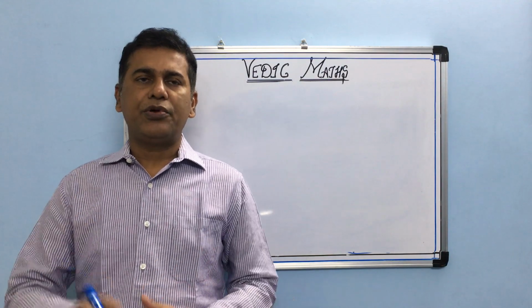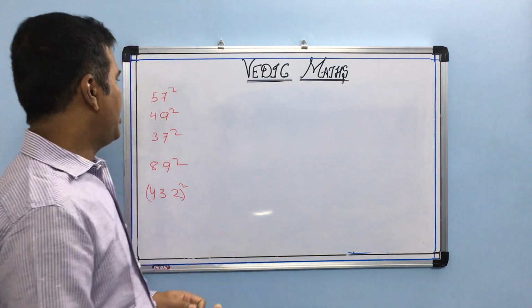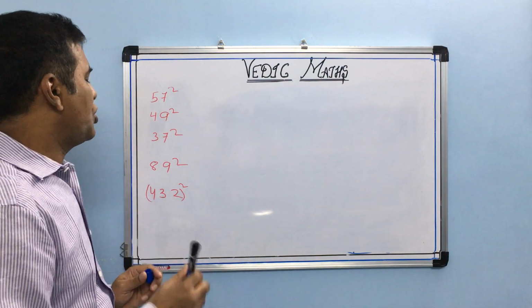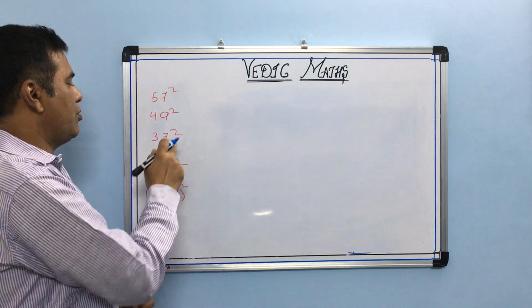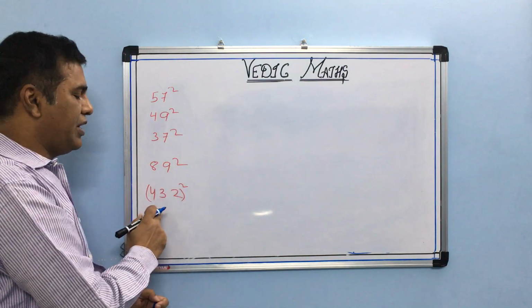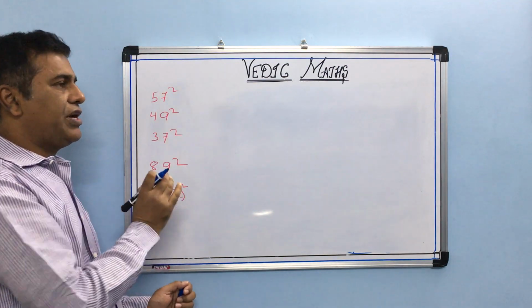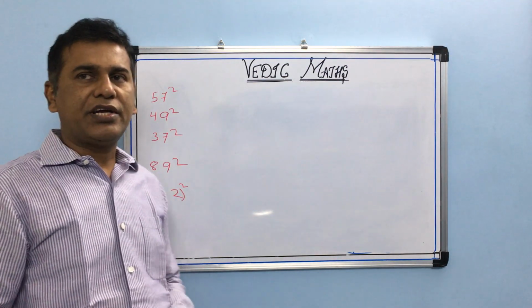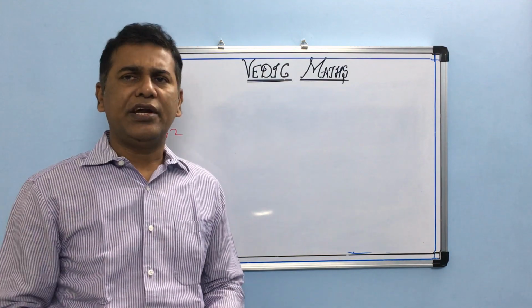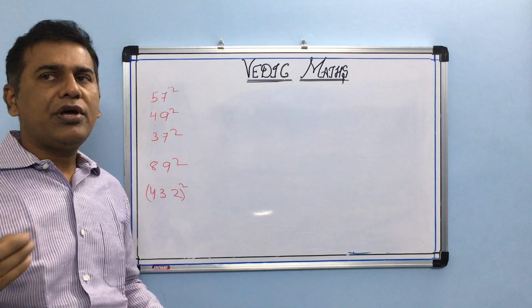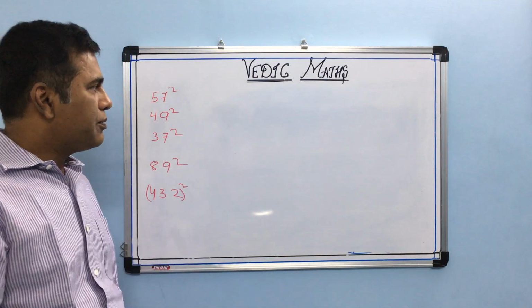And today our topic is how to find the square of any 2-digit or 3-digit number. For example, square of 57, square of 49, 37, square of 89, square of 437. In every case, we will see that the time taken will be 5 to 10 seconds. If it is a 4-digit number also, the time taken will be 10 seconds. Okay, so this is the beauty of Vedic math. And today we will continue with the square.